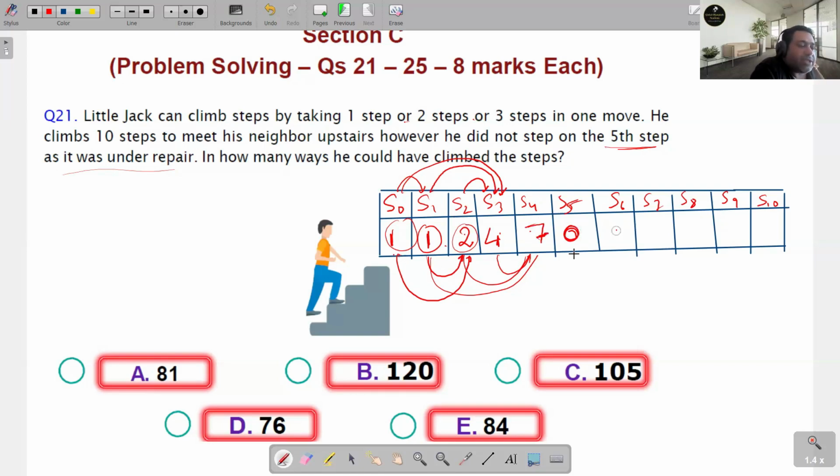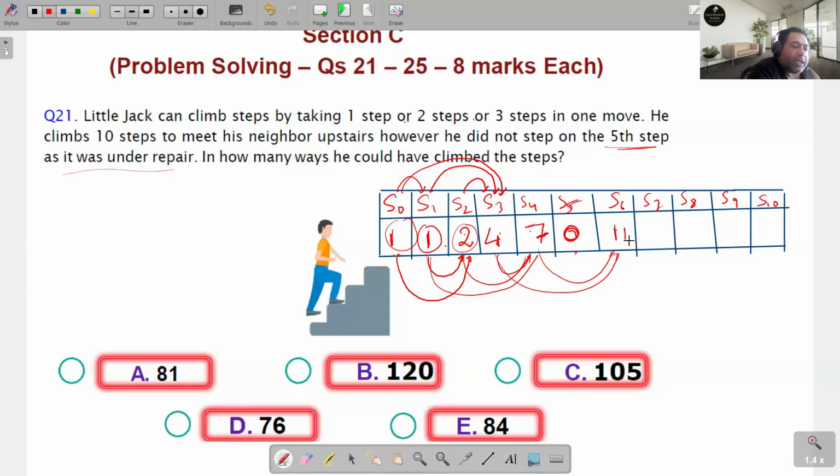S5 is 0. For S6 we need to look at S5, he cannot come from there because he has not gone to that step. But still, if we count that also, it is adding 0 only. It doesn't make a difference. So we just take this one and this one, add them up and we get 11. 2 steps from S4 or a 3 step jump from S3, 11.